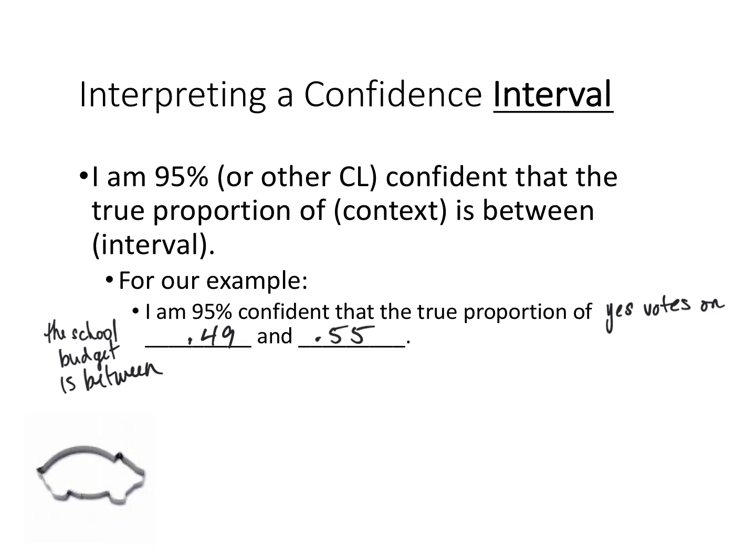I have to include context. I'm not 95% confident about my sample. My sample was 52%. It is what it is. I'm using my sample to estimate the population proportion, what's actually going to happen on the day of voting.